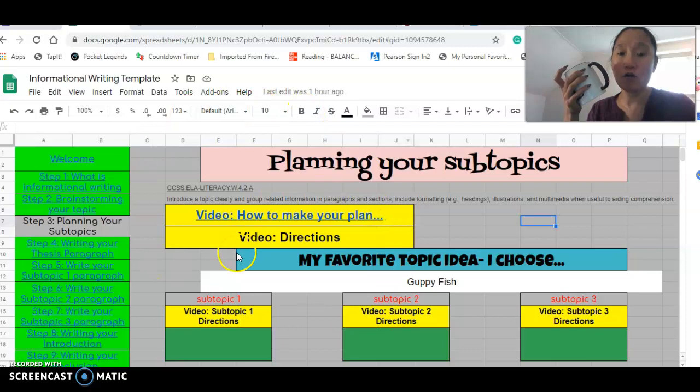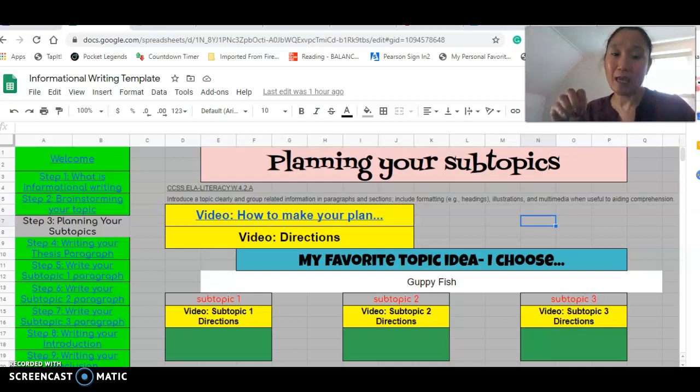So your overall topic is here. Mine is guppy fish, and now you're going to create some categories, some sections, some subsections, subtopics to actually dig deeper about guppy fish or whatever, basketball or whomever you're actually talking about. So if you are looking at this topic and you're like, okay, so guppy fish, what do I learn or teach or find out about guppy fish?